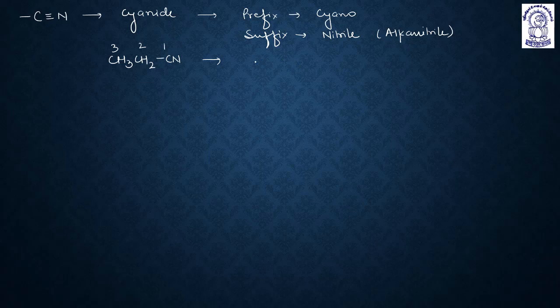Okay, so it can be written as propane nitrile. Okay, CH3, CH2, CH2CN, butane nitrile. Understood? This is nitrile or cyanide.